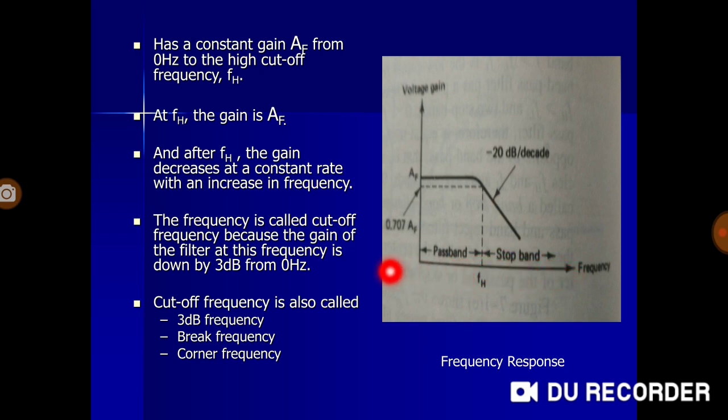So this is low pass. This range of frequencies is the passband. After fh, it is the stop band. So it can also be called f is equal to fh. We know at this condition the value was 0.707 of Af, which in dB level is minus 3 dB. So the value is minus 3 dB of the maximum value. We can say it rolls down to minus 3 dB of the peak value.